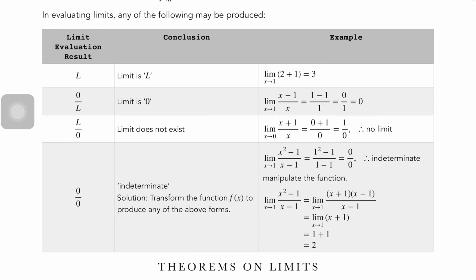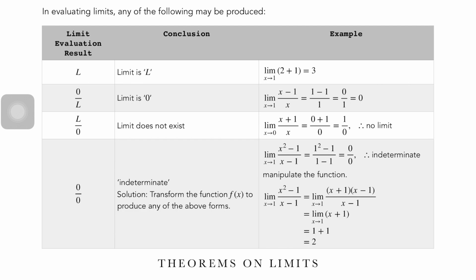Here is a table summarizing the possible results when we evaluate limit functions. If the evaluation result of a limit is L, or any value or any expression, then the limit is L. As an example, the limit of 2 plus 1 as x approaches 1 is equal to 3, because the limit of a function is basically the function of a.